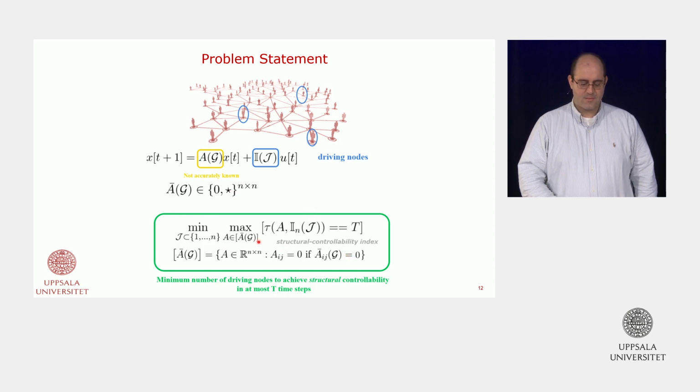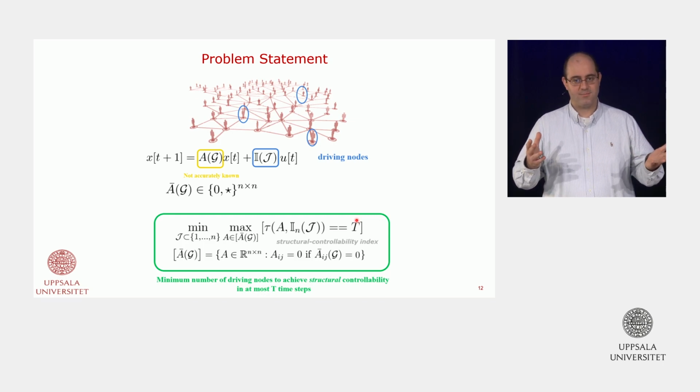That said, the objective is still the same. So I want to find the minimum calligraphic J that will maximize over all possible matrices A the controllability index such that it will achieve a desirable target, in this case, a calligraphic T. Good. So as of now, we have a problem statement. The question is, how can we actually solve this problem statement?